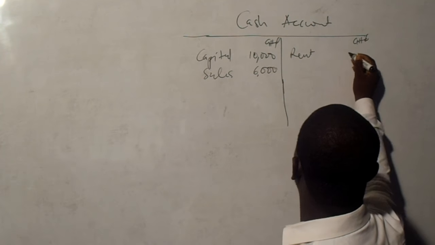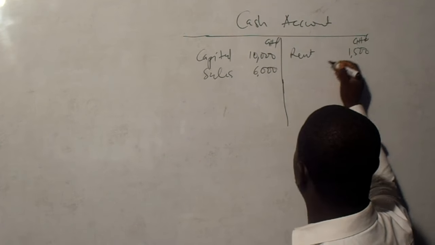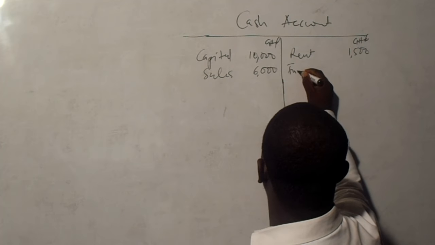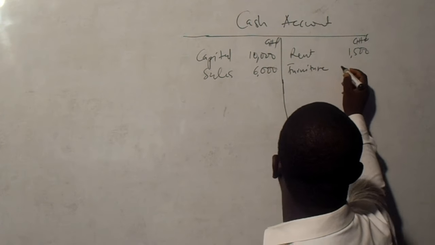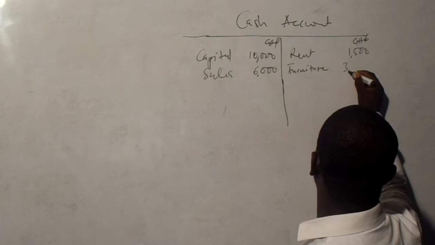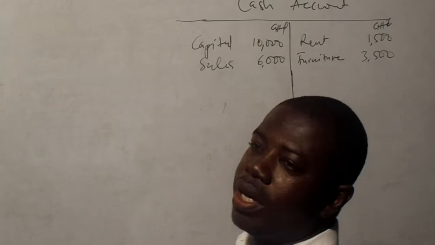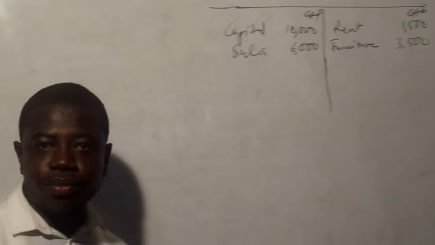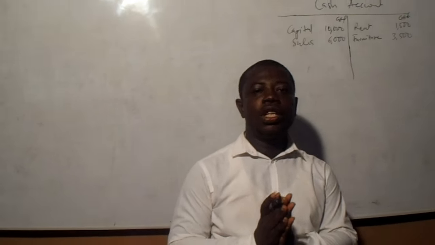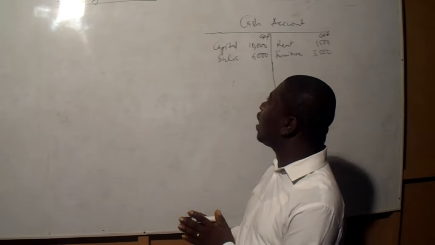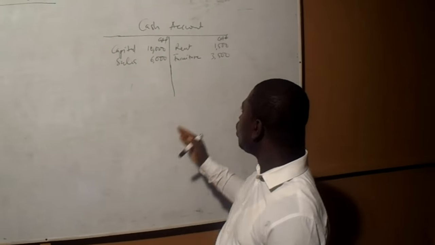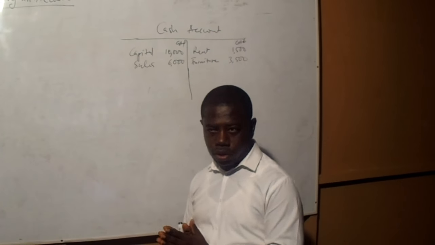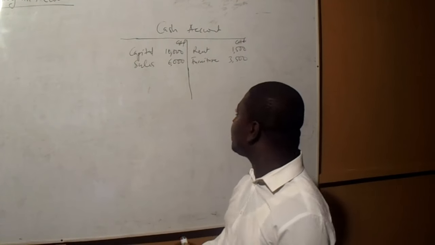There is sales of 6,000. There is rent of 1,500, and let's say there is furniture of 3,500. Now let's assume that this is an account. We want to balance an account. To balance an account means that you want to make the two sides equal.